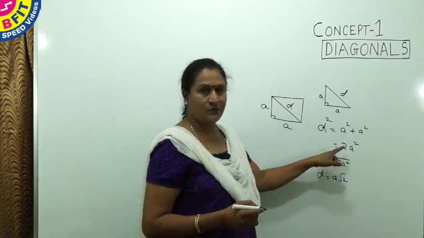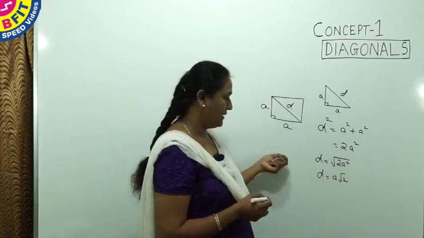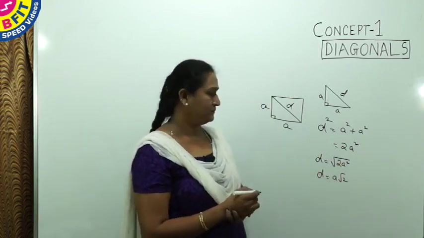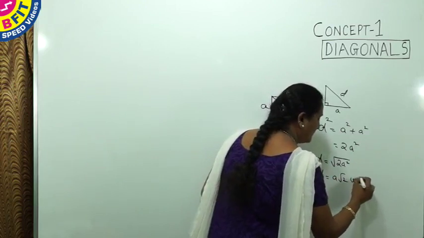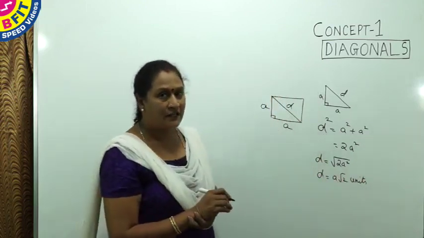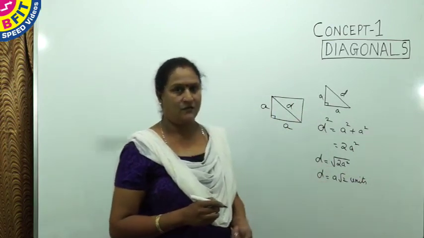The square root of A square is A, and for 2 it is root 2. So the diagonal of a square is root 2 times A. And what is the unit for a diagonal? It is just units, whether it is centimeter or meter. So root 2 times A, centimeters or meters.